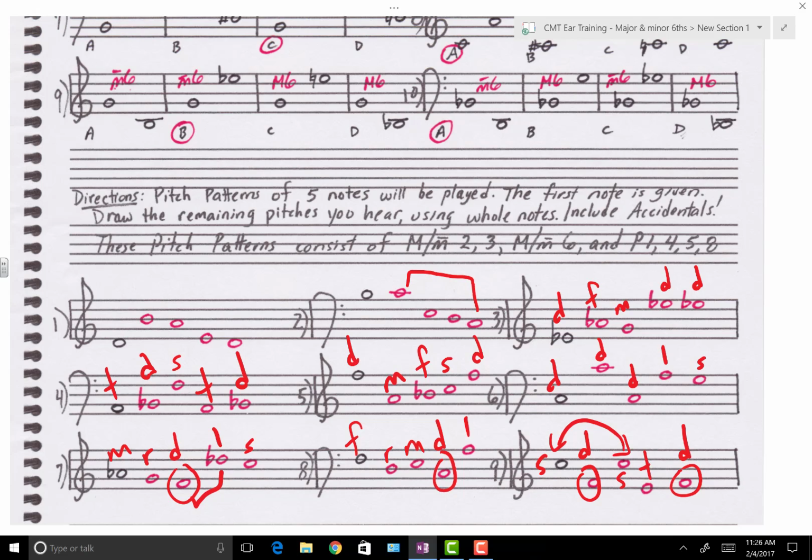Let's sing together on solfege using sol, do, sol, ti, do. 1, 2, together and sing.